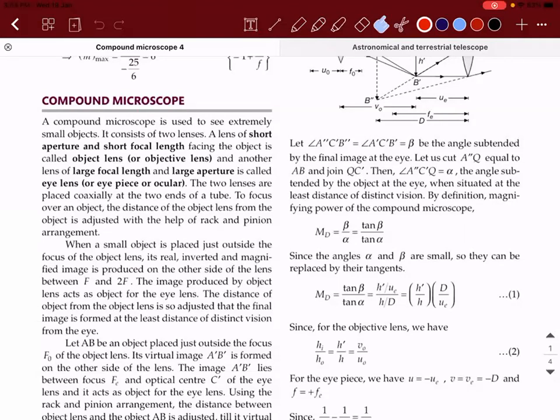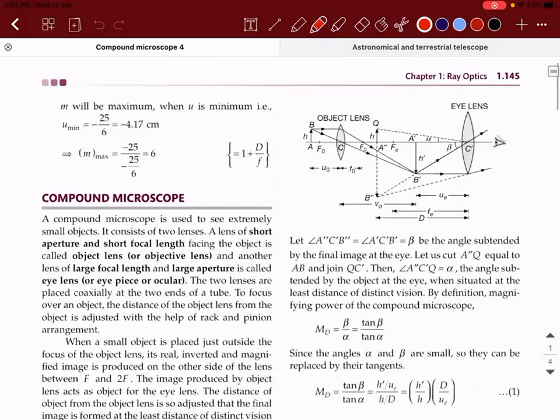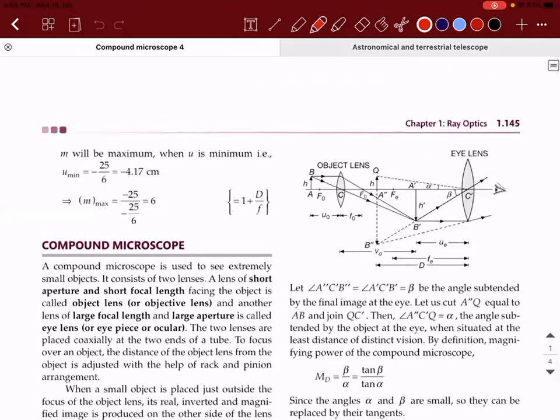Yeah. So shall we get started? Yesterday, we discussed the simple microscope. For the simple microscope, I asked you to revise two things. What is that? The magnifying power when the final image is formed at the least distance of distinct vision is 1 plus d divided by f.